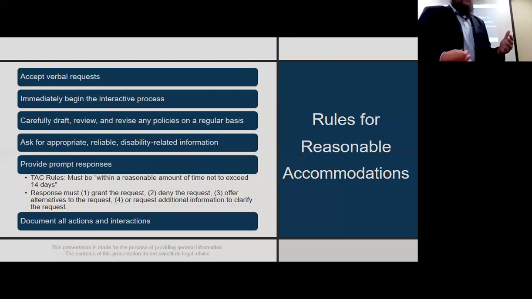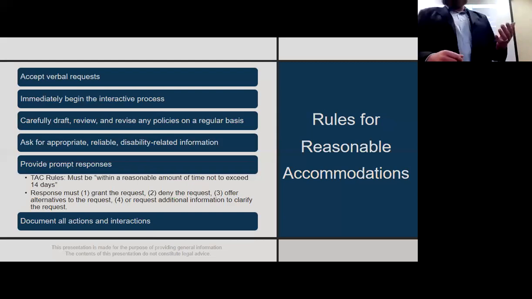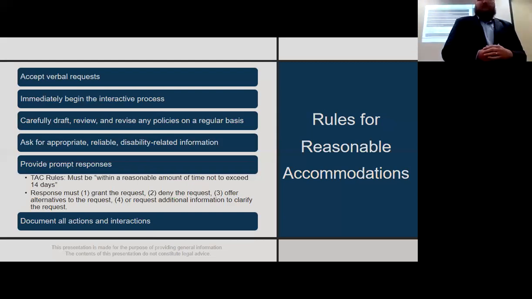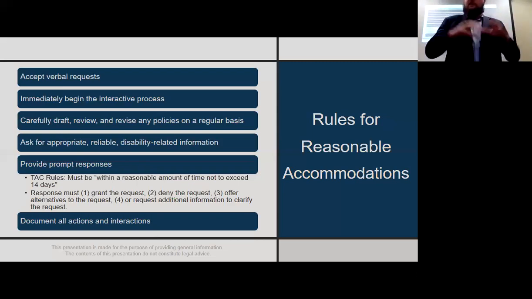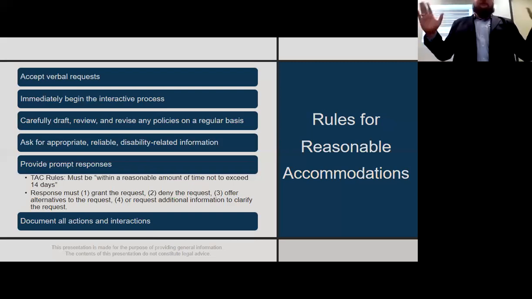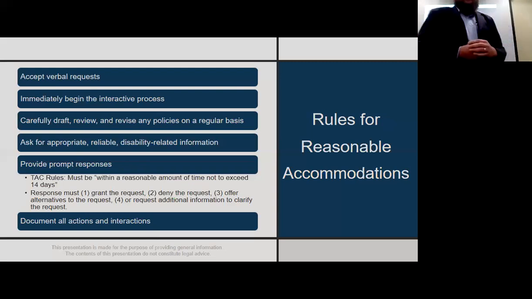And then you can always ask for appropriate information about the disability. We will get into what you can't say, what you can say, here in a little bit, but that's one of the things you can do. And then you need to provide a prompt response when you have the request from your tenant. The rules that we have in Texas: you have a reasonable amount of time, which is as subjective as it sounds, but it cannot exceed 14 days. So if reasonable should have been 30 minutes, someone will tell you if that was reasonable down the line, but you just have a reasonable amount of time to respond.